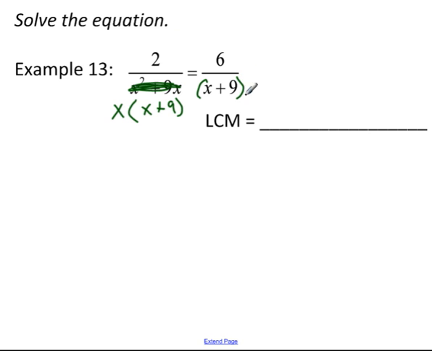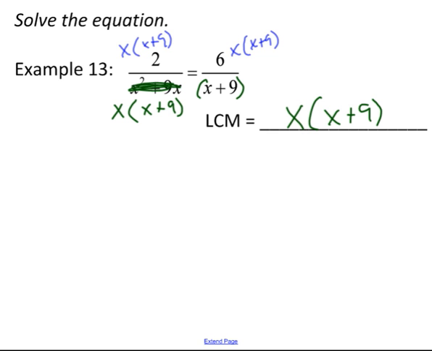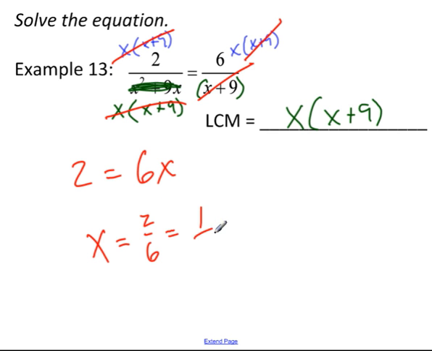This is an x plus 9, so our LCM is going to be x times x plus 9. Got the x here, and then the x plus 9 they both already have. We're going to multiply our top and bottom by that, like so. And then to see what cancels, well, both of these are going to cancel and leave 2. Our x plus 9 will cancel here and leave 6x. So 2 over 6, which equals 1/3.